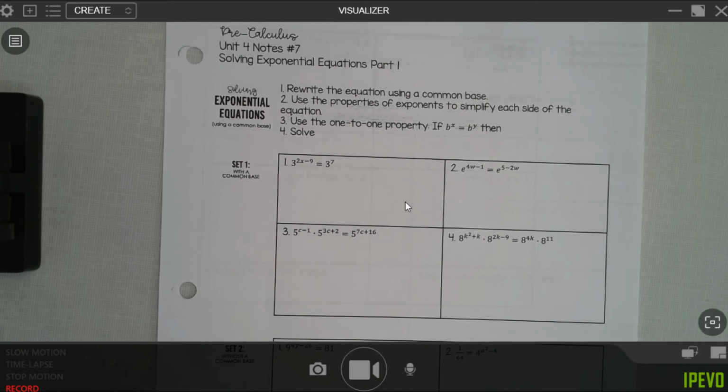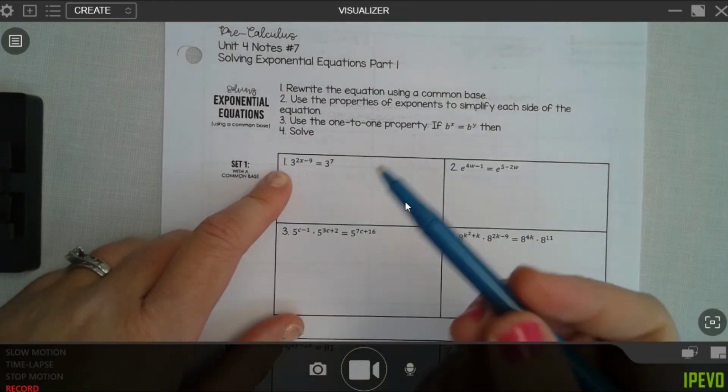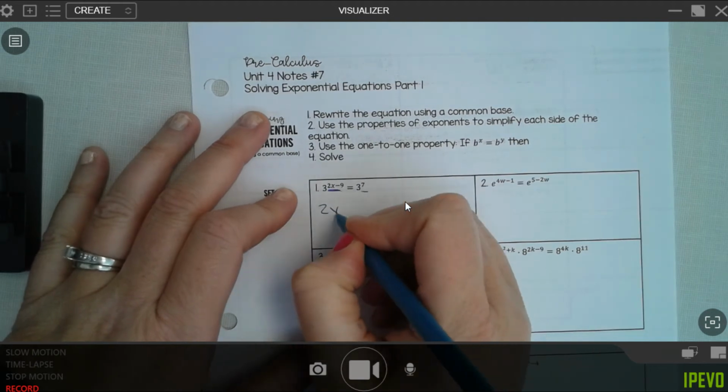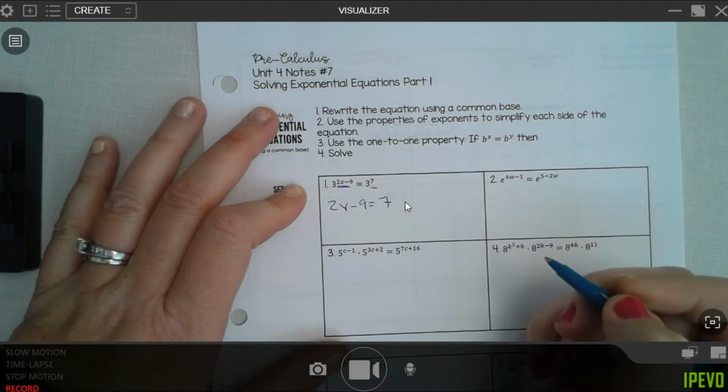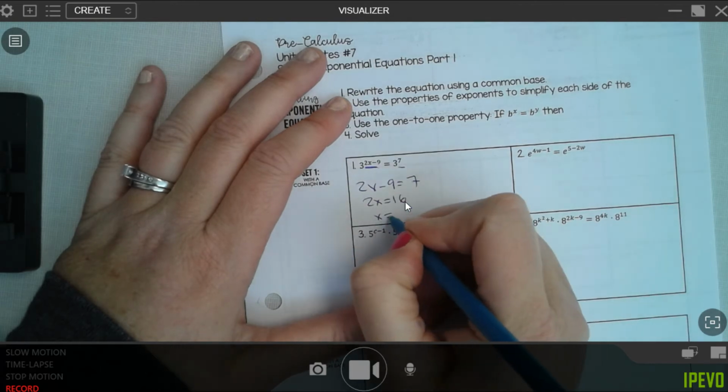All right, so today we're going to be solving exponential equations. So this is part one. We got a bunch of different ways to do it. So the first one is if we have the exact same base. So this is 3 to a power and 3 to a power. So all we do to this is we solve the powers equal to each other. So you have 2x minus 9 equals 7, and we're going to solve it. Add your 9 and divide by 2.